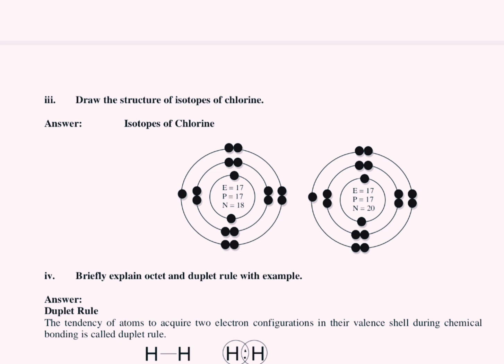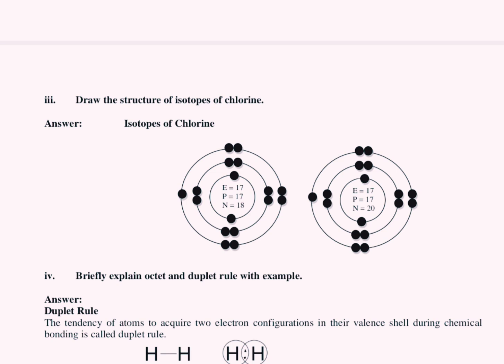Then we have the question, draw the structure of isotopes of chlorine. What are chlorine isotopes? Those atoms which have the same proton number, same atomic number, but different mass number. So they have different number of neutrons. Your structure will be the same, but the number of neutrons will change. In the one section we have 18 and the other we have 20. So this is the change we saw. Otherwise there is no change.